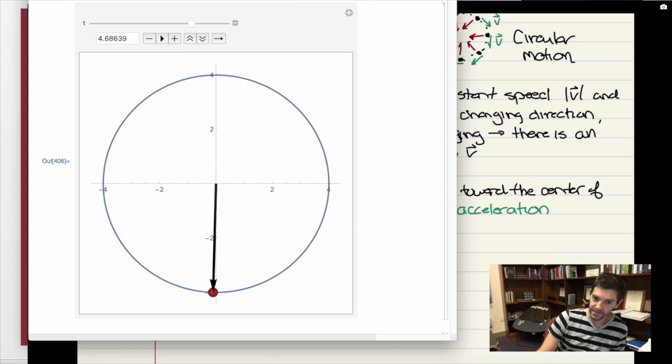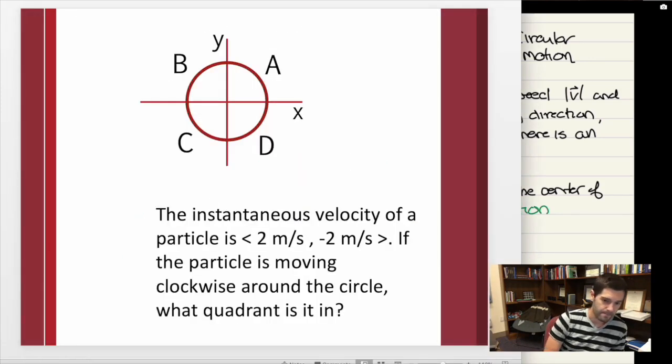I'm actually going to ask you to think about that here. The instantaneous velocity of a particle, suppose I tell you it's 2 meters per second, comma, negative 2 meters per second. And that is the instantaneous velocity as the particle moves. The particle, I tell you, is moving clockwise around the circle. If the particle is moving clockwise around the circle, and that is the velocity vector, which of these 4 quadrants is the particle located in?